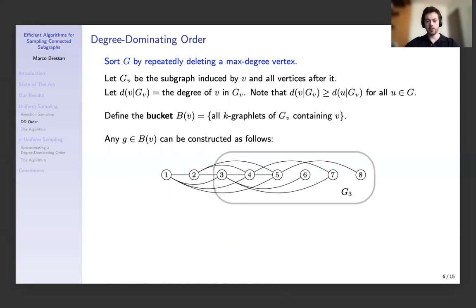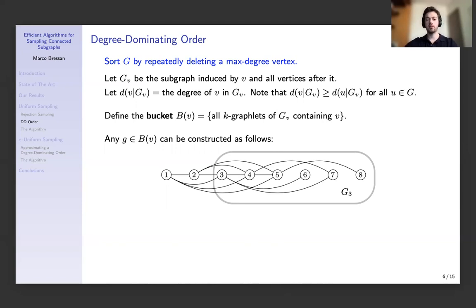Like in this picture, for example. Here we have the subgraph G_3 induced by vertex 3 and all vertices after 3 in the order. So the graph here is ordered left to right according to this ordering. I will call this degree dominating order. And for the reason that by construction, d_V given G_V, the degree of V in G_V, is the largest degree in the subgraph G_V.